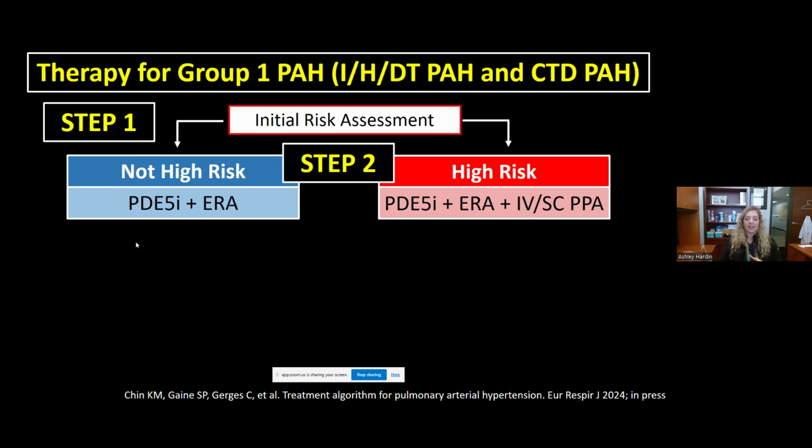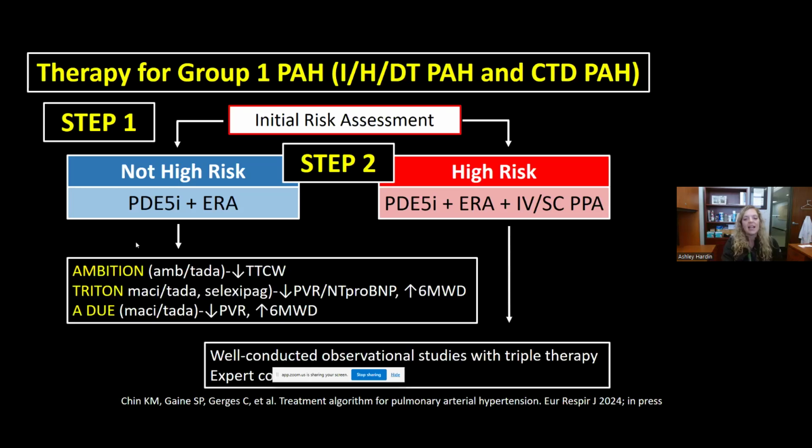If they are high risk, they're going to start on those two oral upfront combination therapies in addition to a prostacyclin, which is either IV or subcutaneous, epoprostenol or treprostinil. Let me talk a little bit about the data that this is based on.